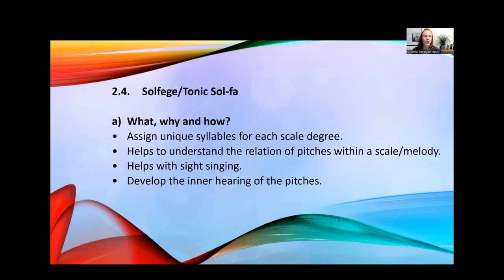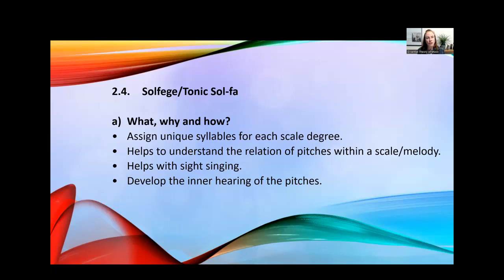I just want to quickly have a look at the teaching of the tonic solfa or solfege, whatever you prefer. So what is it? Why do we use it, and how do we use it? Okay, so it's basically to assign unique syllables for each scale degree. What it really does is help us to understand the relation of pitches within a scale and a melody. It gives learners an inner understanding of those relationships.